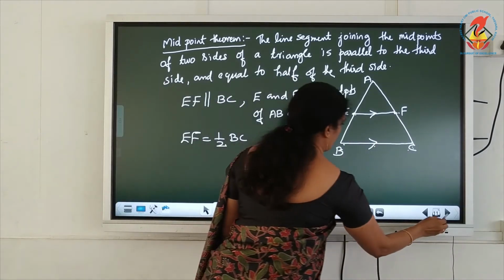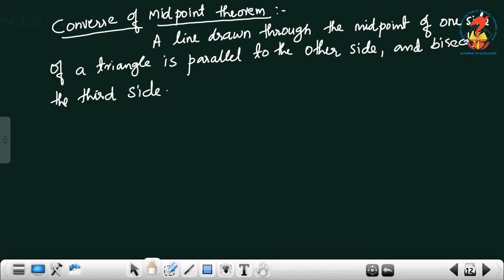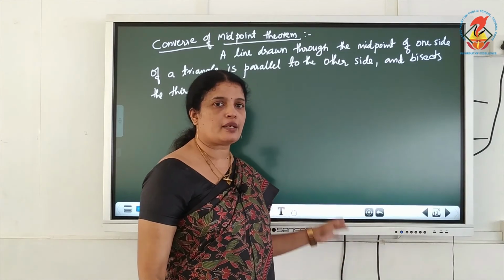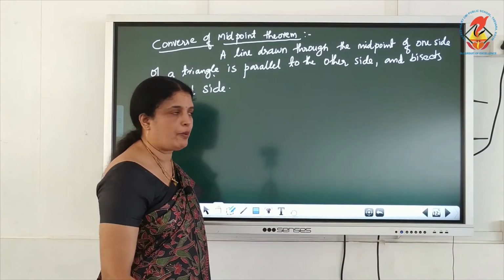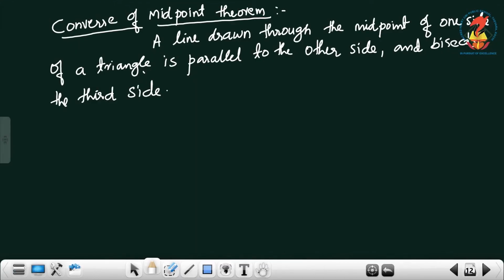Converse of midpoint theorem also there. Converse of midpoint theorem: a line drawn through the midpoint of one side of a triangle is parallel to the other side and bisects the third side. No need to learn the proof of the midpoint theorem and converse of midpoint theorem. First we draw a triangle ABC.